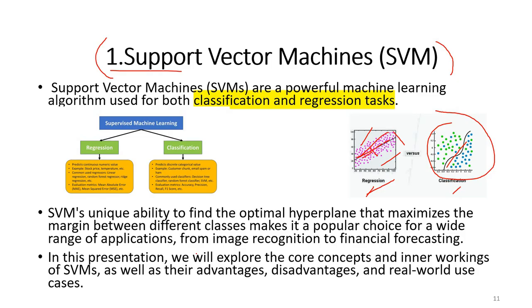So now we conclude this video. SVM is a supervised machine learning algorithm that is used for both classification and regression, and it finds an optimal hyperplane. It maximizes the margin and uses the kernel trick for complex data. If you want a model that is powerful, mathematically strong and reliable, SVM is an excellent choice.